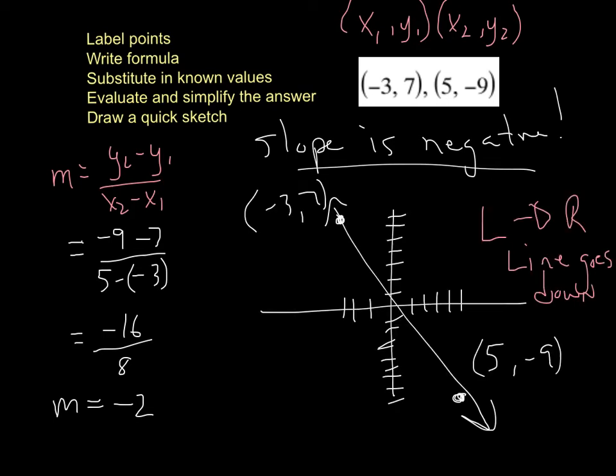Okay, make sure your sketch is in your set of notes here, and notice as I move from left to right on this line, as I move from the left side towards the right side, the line goes down. That's what a negative slope will do. Negative slope, the line moves down. Positive slope, and like in our last question, the line moved up.